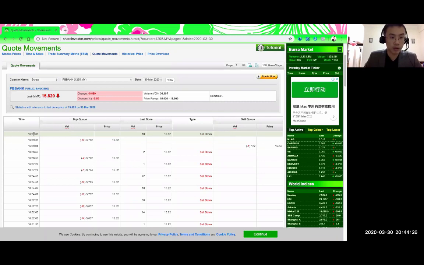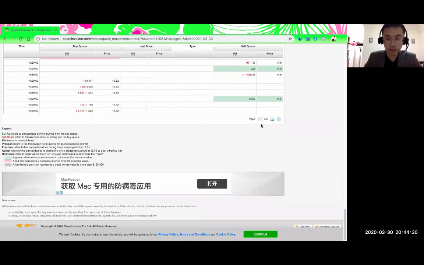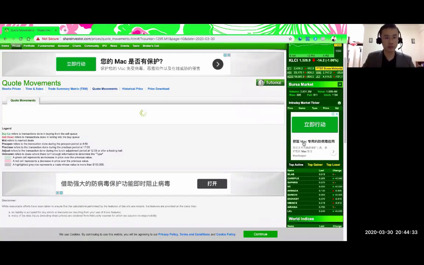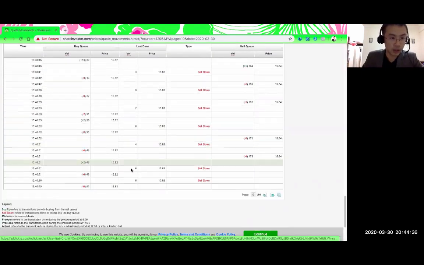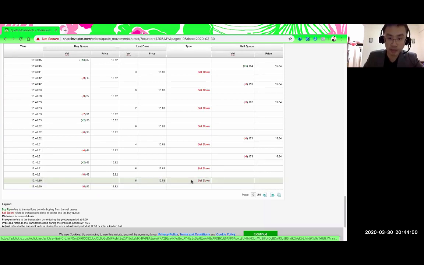Okay, so let me go to page, let's say page 10. Okay, at about, let's say, 3:40 p.m., the buy queue minus 6 lots, the price is at 15.82. At 3:40 p.m., there were 6 lots that got matched at 15 ringgit and 82 cent. Okay, it's a sell down. That means there are sellers who are willing to sell at a lower price. At 3:40 p.m., the buy queue minus 6 means there are 6 people who changed their order, removed or cancelled their orders here.